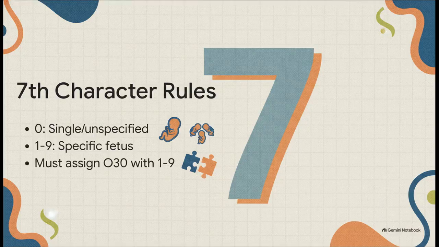Let's quickly walk through these rules because they are set in stone. You use character 0 for single gestations or if the specific fetus in a multiple gestation is unspecified. Then you use characters 1 through 9 to identify the precise fetus in a multiple gestation. But, and this is a huge but, pay close attention to the mandatory rule. If you use a 7th character of 1 through 9, you must also assign a category O30 code to indicate the multiple gestation. They're basically a package deal. You can't have one without the other.